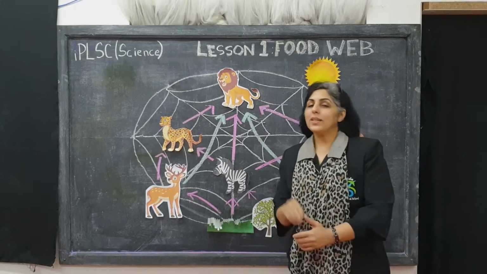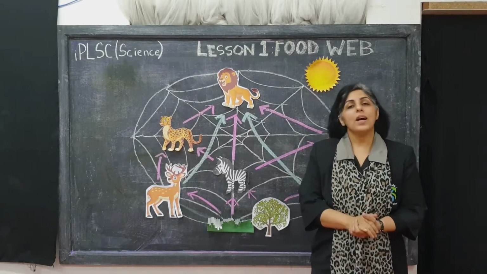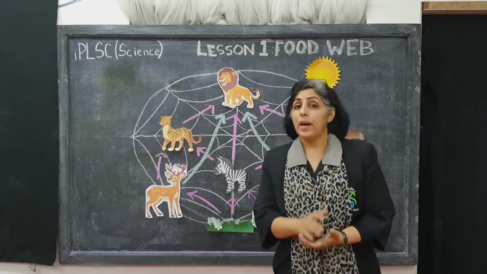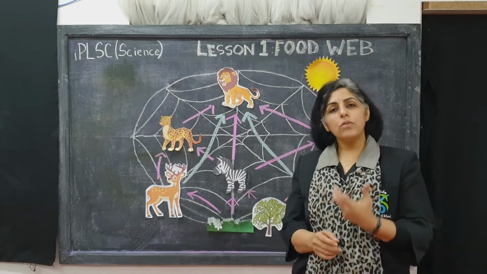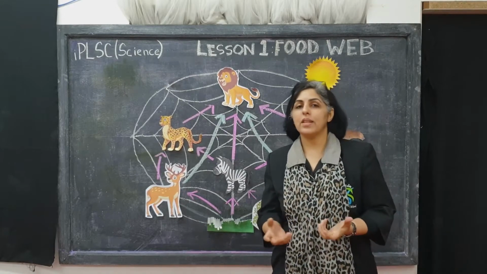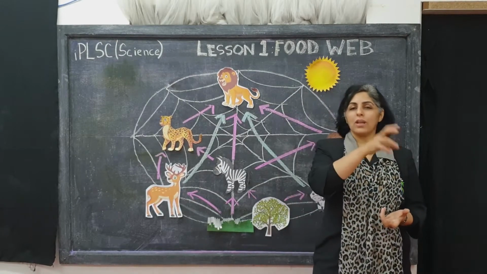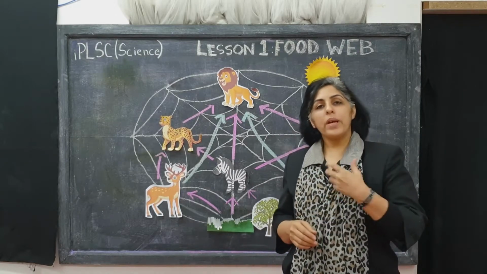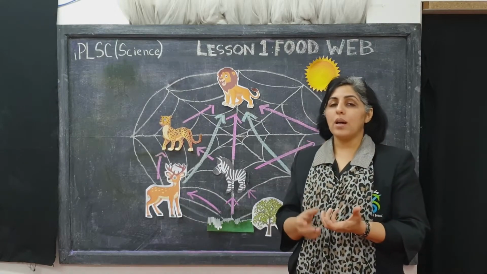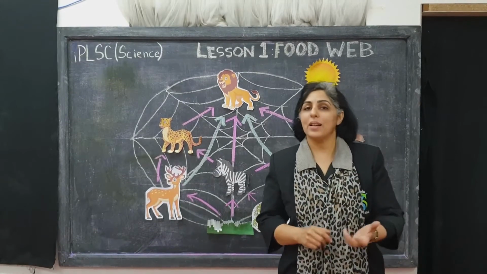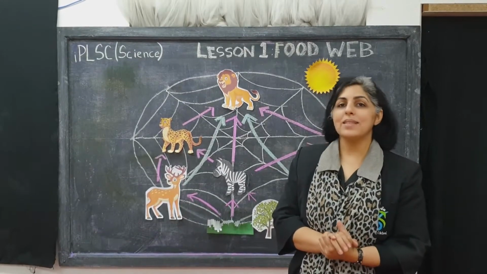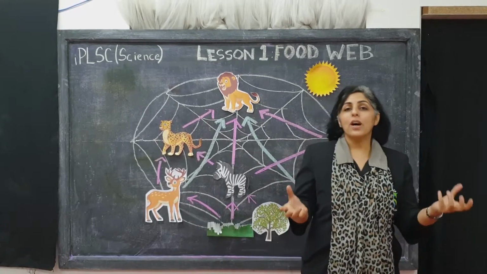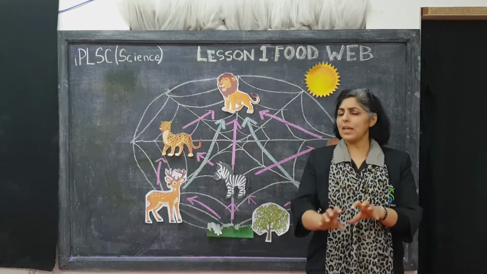Hello children, welcome back. Just a few minutes back we talked about food chain, and you do remember, I hope, that food chain is a sequence of living things where we can show how one organism eats the other. Now, sometimes when an organism is eating one, it is also eaten by another. In that case, we have to use a food web to show who's eating whom.